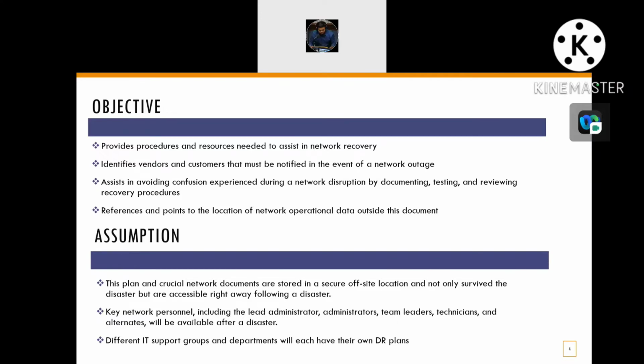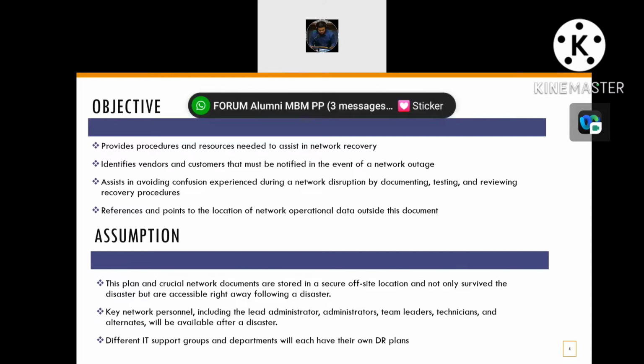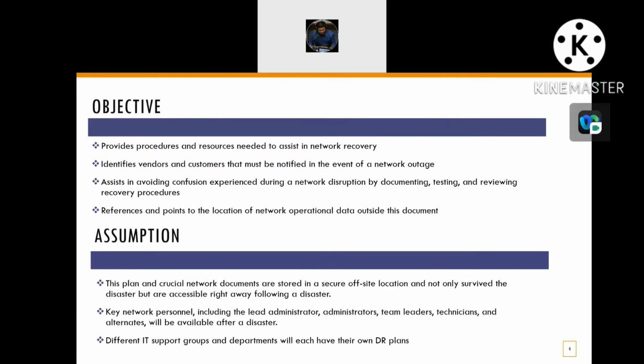But we assume that this plan and crucial network documents are stored in a secure offsite location and not only survive the disaster but are accessible right away following a disaster. Key network personnel including the lead admin, administrator, team leaders, technician, and alternate will be available after a disaster. Different IT support groups and departments will each have their own disaster recovery.